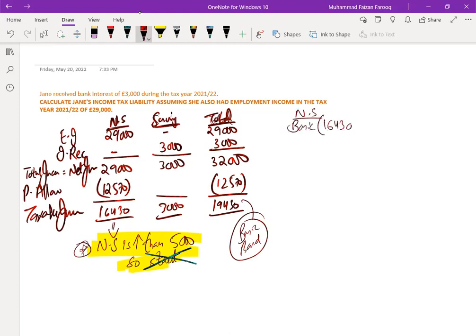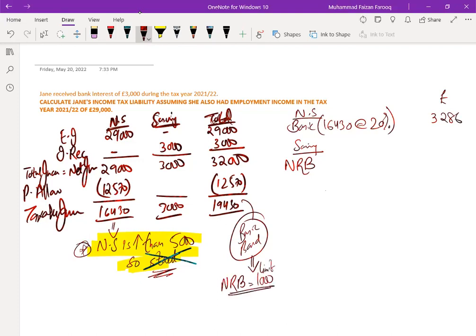Now, applying the tax, non-savings is a basic band taxpayer. So 16,430 at 20%, how much will it be? 3,286. Very good. Savings: will we have a start band or not? No. We will start with nil rate band only, and the nil rate band limit depends on status. This guy is a basic band taxpayer, so the nil rate band limit is restricted to a maximum of 1,000. His taxable interest income is 3,000 in total, so 1,000 will fall in nil rate band, right or wrong?